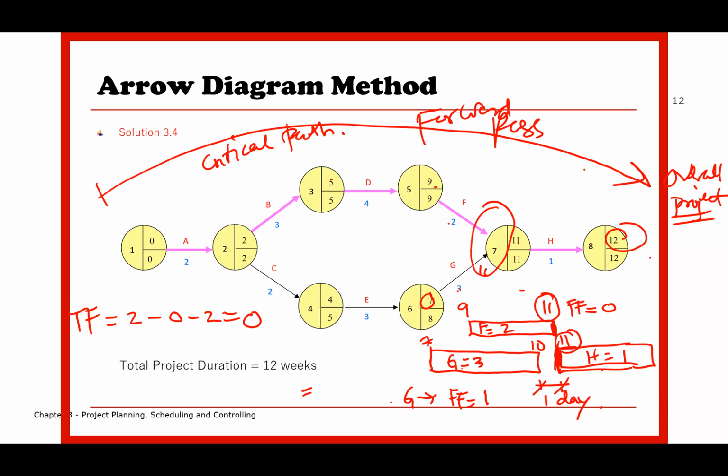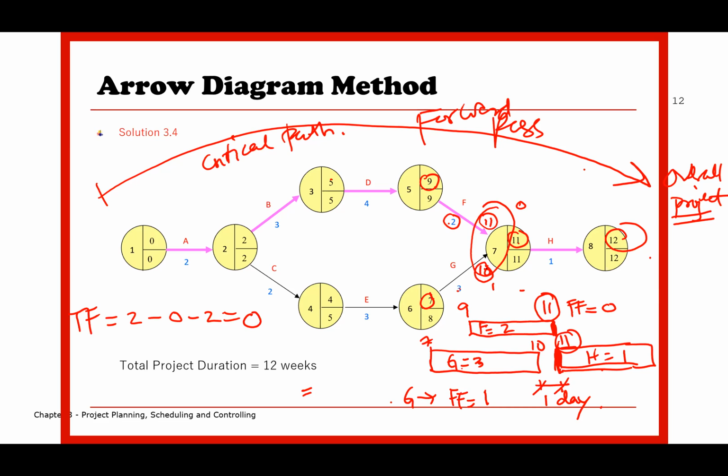You write down here 10, whereas 9 plus 2 equivalent to 11. You notice the differences between this figure and this figure. Between 11 and 11, of course, 0. Between 10 and 11 will be 1. So meaning to say activity G do have free float in 1 day.